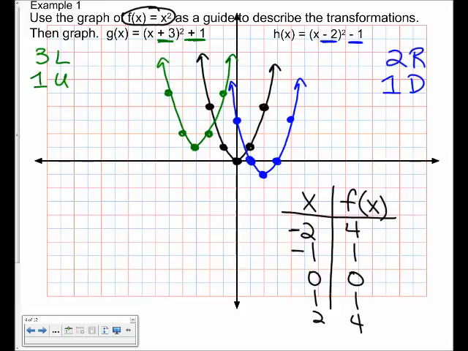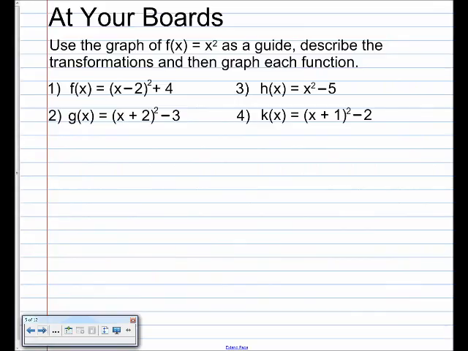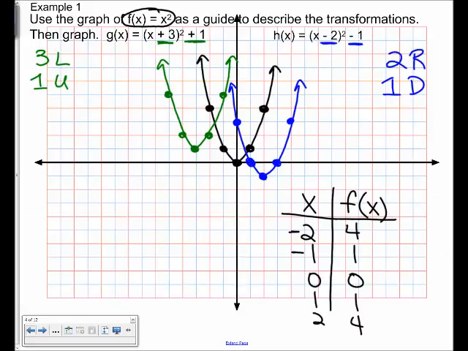All right, so now I'm going to ask you guys to try some on your own. Now, I just want you to sketch. When I say graph, I just mean sketch. For example, if I wanted you to sketch this one in green, all I'd want you to do is graph the original, and then sketch it 3 left and 1 up. So 3 left, 1 up, and then you do it.